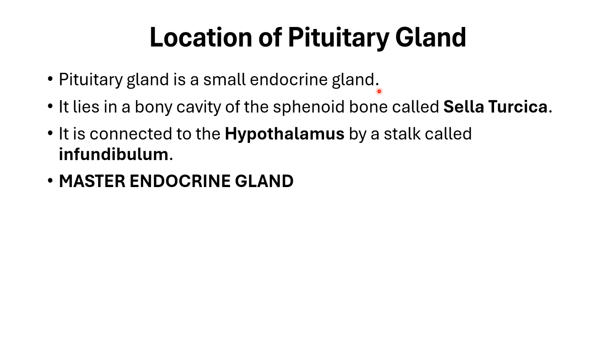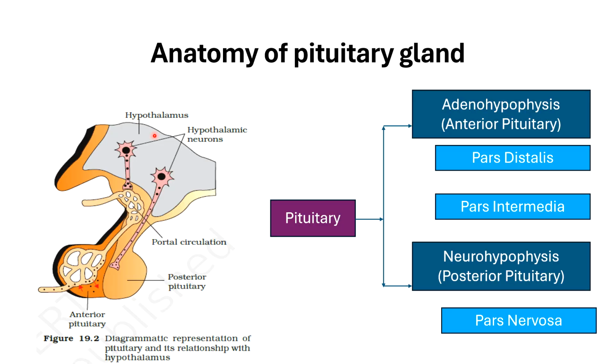Now this pituitary gland is also known as the master endocrine gland because it helps in controlling the activity of other major hormones. That is why it is known as the master endocrine gland. Clear? Look at the image here showing the anatomy of the pituitary gland. This is the hypothalamus, this is the pituitary gland, and both are connected by a stalk also known as the infundibulum. Now, this pituitary gland is made up of two parts.